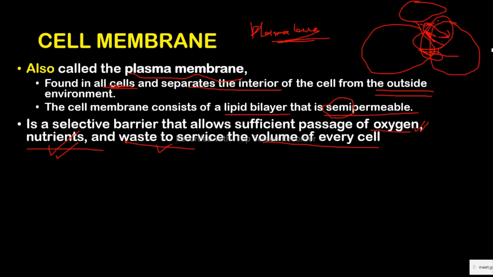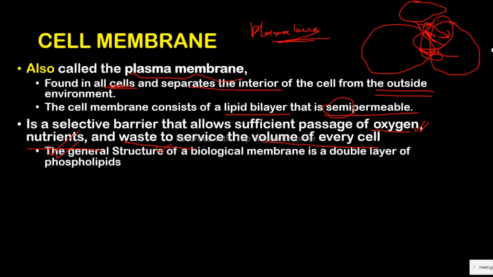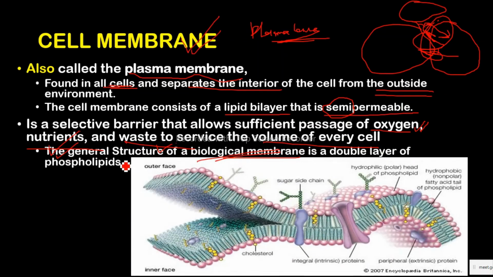Otherwise, if they cannot move, then I don't know if the cell can continue surviving. So, general structure, we shall talk about the structure in detail. One is of a biological membrane. They can also call it this. So if they say biological membrane, it is still a cell membrane. It's a double layer of phospholipids.